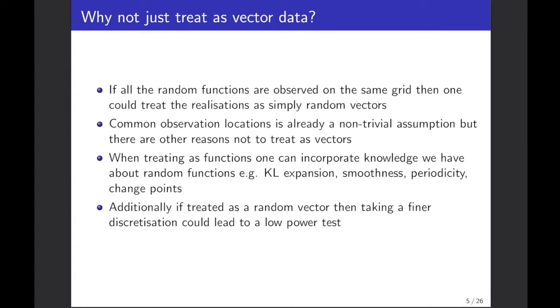Secondly, if you treat it as a vector, then you lose all sense of these samples actually being functional. So then you can't really incorporate things like knowledge about the Karhunen-Loève expansion. If you have knowledge about the periodicity, if you have knowledge about change points of the distributions or the smoothness, you can't use any of that. And finally, if you are using a finite dimensional test, then the behavior of that test as the observation grid gets finer means that the dimension of your observed vector gets higher. And sometimes finite dimensional tests, as the dimension increases, the power decreases.